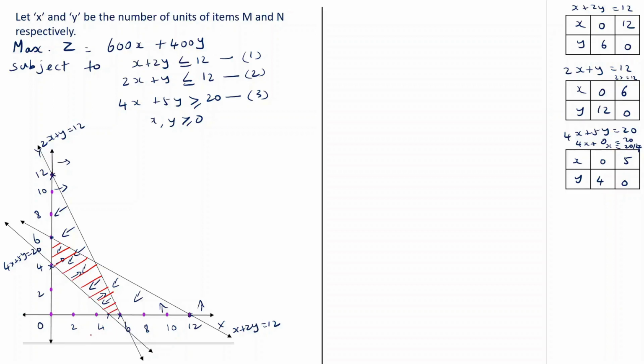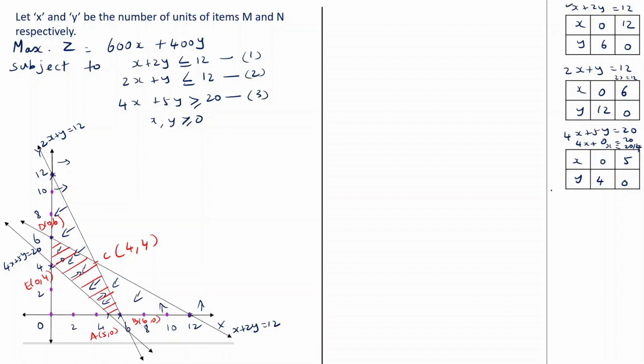Now let us mark the corner points of the feasible region. Here let us mark this corner point A 5, 0, then B 6, 0, and this is C, and here it is D 0, 6 and E 0, 4. Now here we can see that C is the point of intersection of these two lines, x plus 2y equal to 12 and 2x plus y equal to 12. If we draw this on the graph, we will directly get the coordinates of C as 4, 4, or otherwise we can get the coordinates by solving the first two equations.